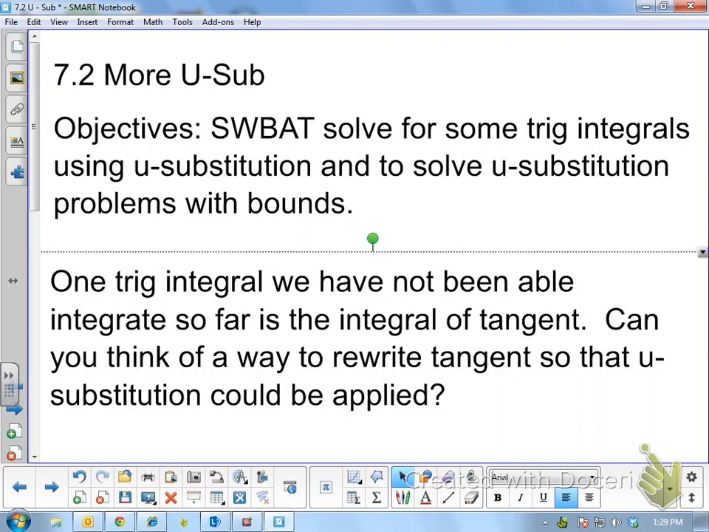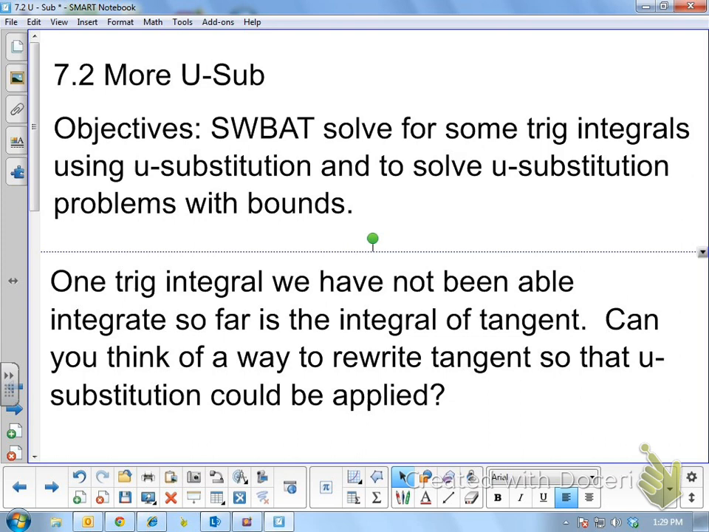So, we are going to talk about also the integral for cotangent and write down the formula for that, even though on the homework we did talk about the integral for tangent. We used u substitution by writing it as sine over cosine. And then we need to talk about how to do u substitution problems when there are bounds.